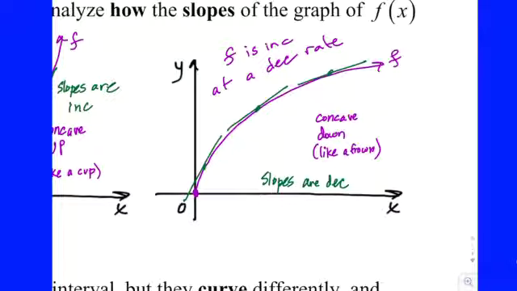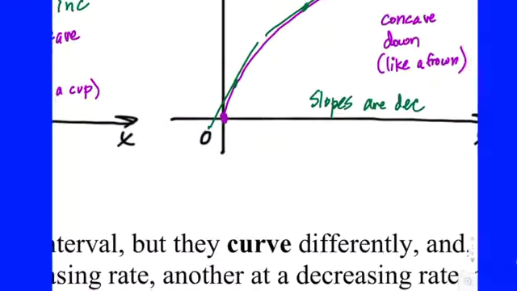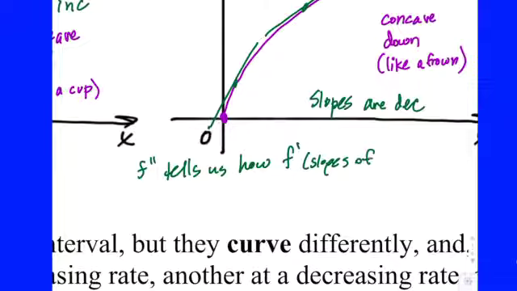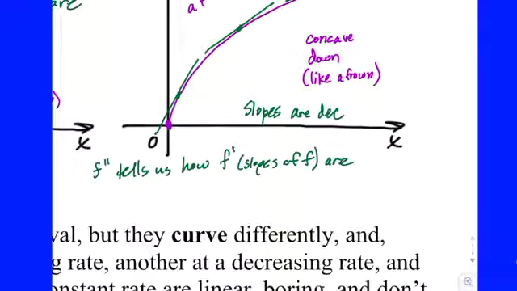Decreasing. Okay. Well, if the first derivative tells us how the y values are changing, what derivative would I need now if I wanted to talk about how the slopes are changing? The second derivative, yes. F double prime tells us how f prime, which are the slopes of f, are changing. Anytime you take the derivative of a function, it tells you how the previous function is changing, which those are the slopes of f. Okay?